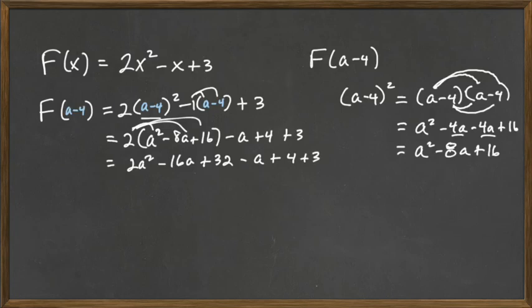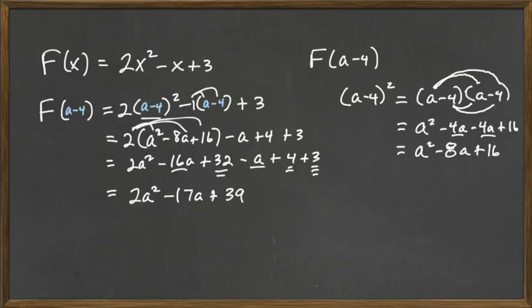And now it's just a matter of cleaning things up here. Notice there's only one a squared term, so I don't have to do anything else with that. I've got a minus 16a and a minus 1a. That's going to make negative 17a. And I've got 32 plus 4, which is 36, plus another 3 is 39.